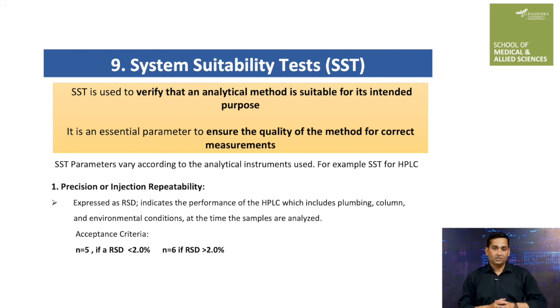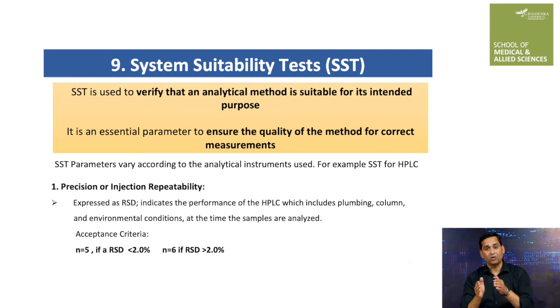System suitability test is the next and last parameter of analytical method development. System suitability tests are used to verify that an analytical method is suitable for its intended purpose. This is an essential parameter to ensure the quality of the method for correct measurement. In this parameter, we have to check that measurements which are being done by analytical instruments are correct and suitable for qualitative and quantitative analysis of APIs.